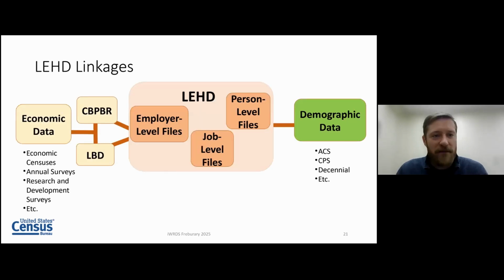And so here's a graphic demonstrating the linkages that are possible. So the LEHD has employer files, job level files, and person files. The person files can then link directly to the demographic data, pulling in things like age, race, gender, education level, occupation. That can be pulled in from the demographic data, and then linked over through the LEHD to the business data. So economic surveys, the economic censuses, the annual surveys, research developed files can then be linked over to the LEHD for a very powerful sample of data.